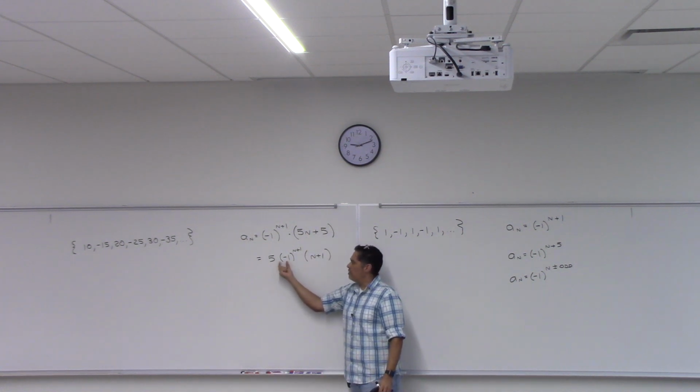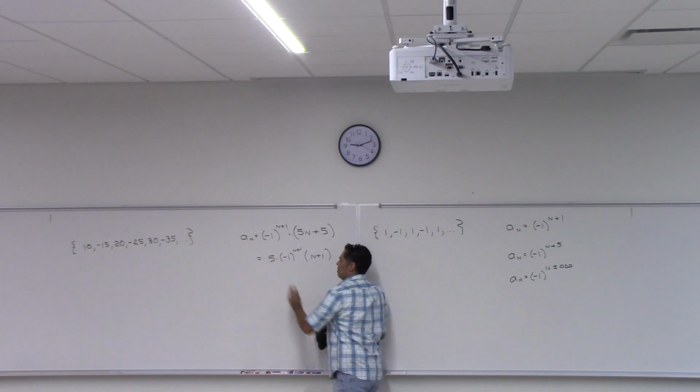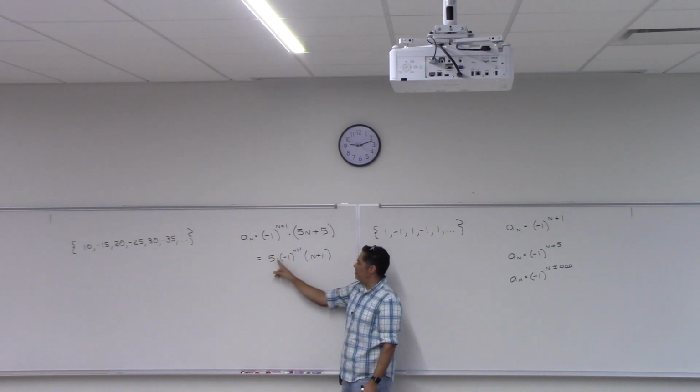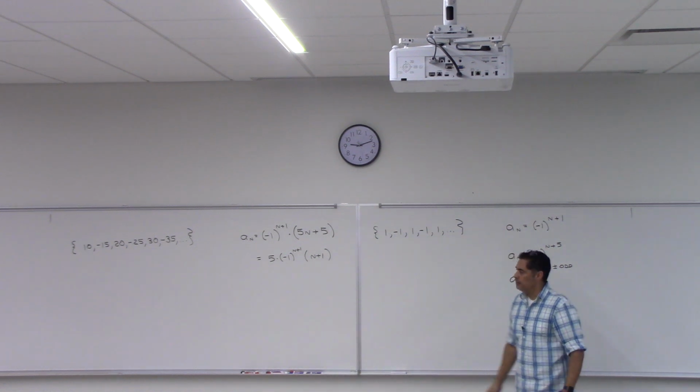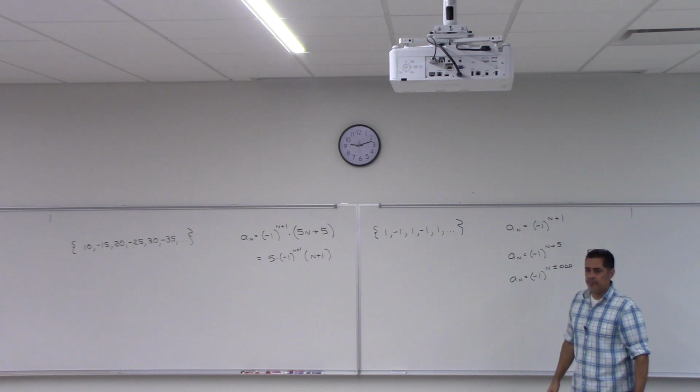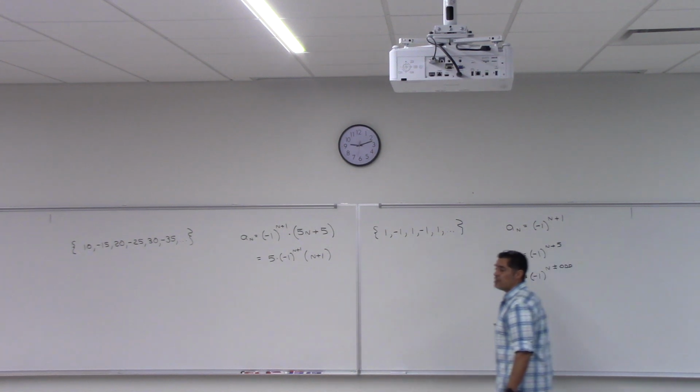What you cannot do is put those together because they don't have the same power, right? So you cannot. Order of operations says you must do exponents before multiplication. So don't turn this into -5 to the n+1. That's not right. We all right?